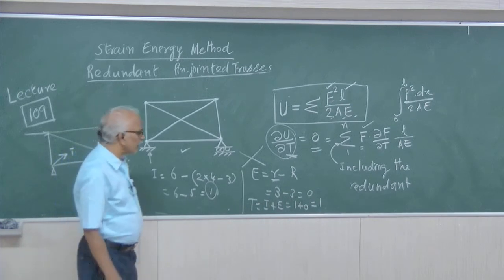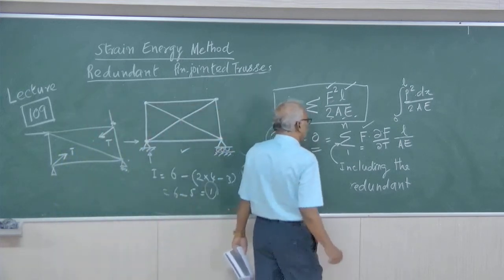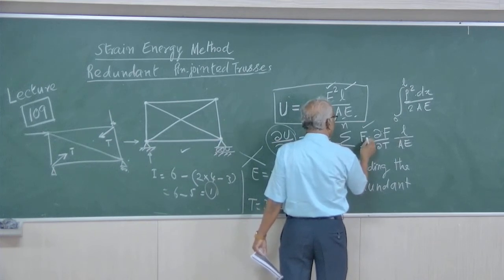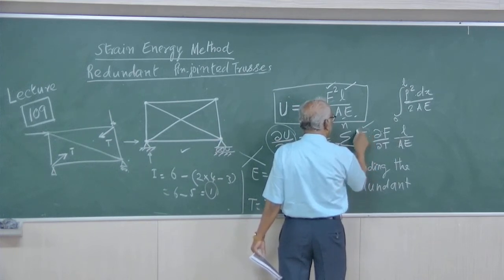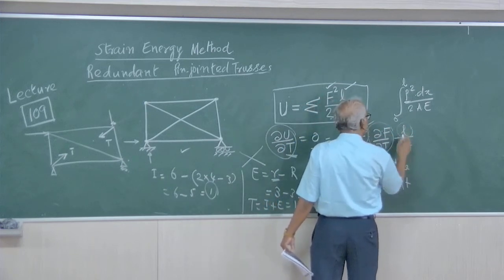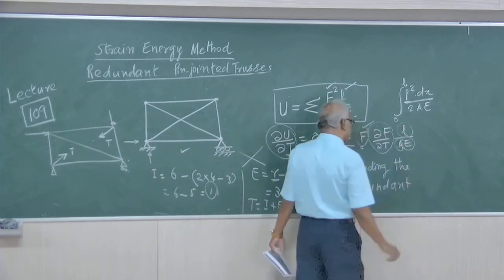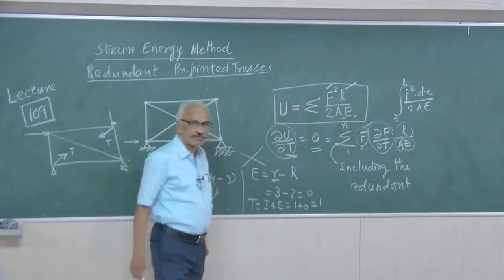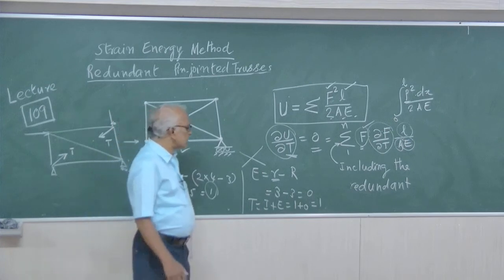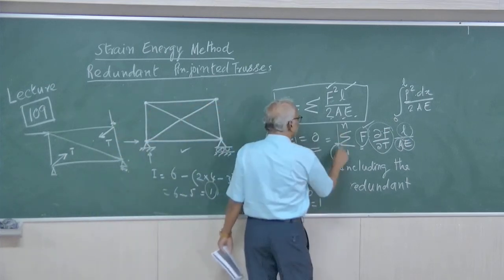Right. Completing, you just tabulate the values. So one column for member, one column for serial number, one column for F, one column for ∂F/∂T, length, area, Young's modulus, etc. For all these things you have to provide columns and do the calculations. Sum up everything, including the redundant member.